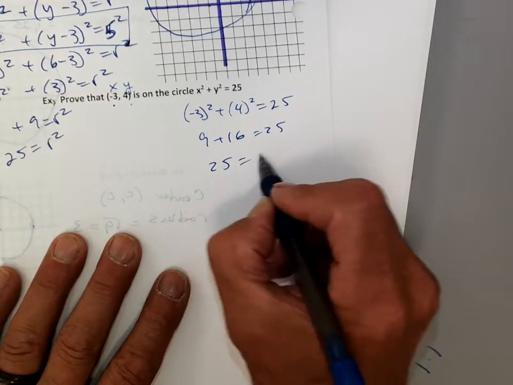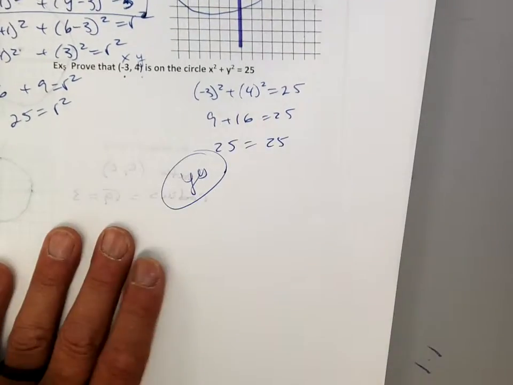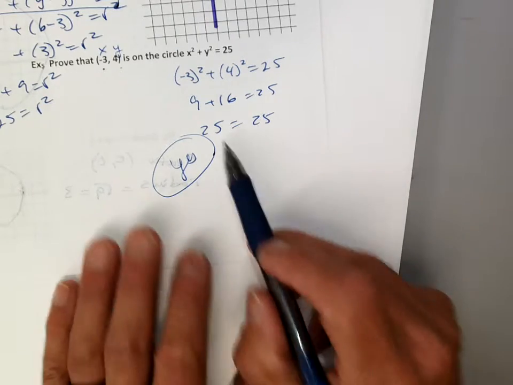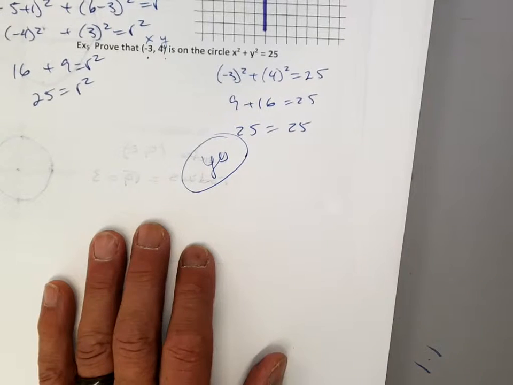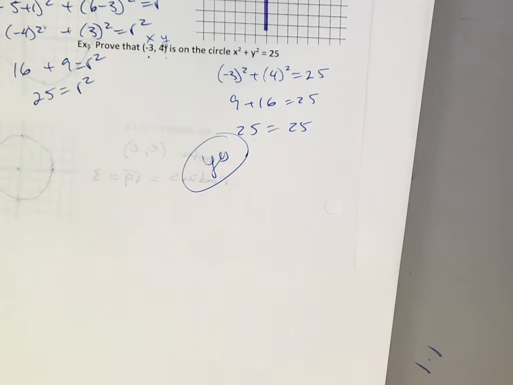If it did not equal 25, what would you say? No, it's not on the circle. It'd be either outside of it or inside of it, right? If it's less than 25, it'd be inside. If it's more than 25, it'd be outside. Kind of makes sense, doesn't it? The point would be inside if it's less than 25. If it's more than 25, the point would be on the outside.